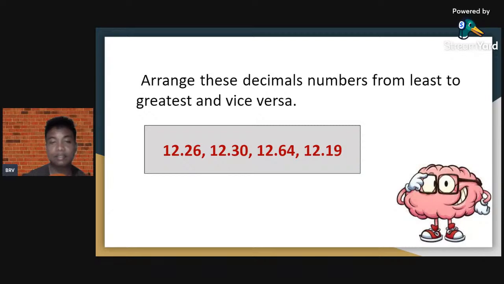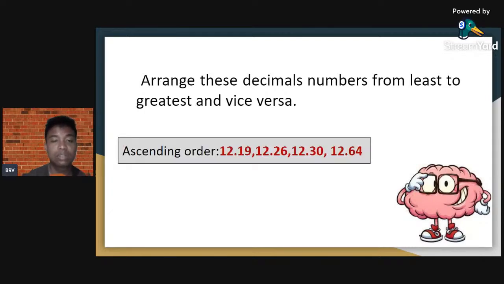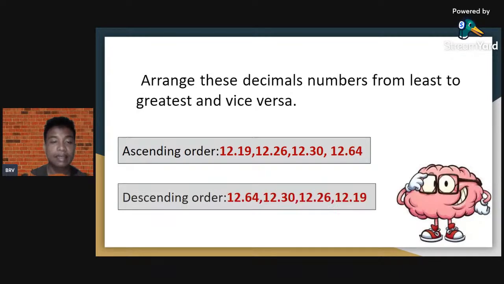Okay, tingnan natin yung sagot. So, ito yung ascending order. Ascending order, as I explained, from less to greatest, gamay padulong sa dako. Okay, and then descending order, dako padulong sa gamay.